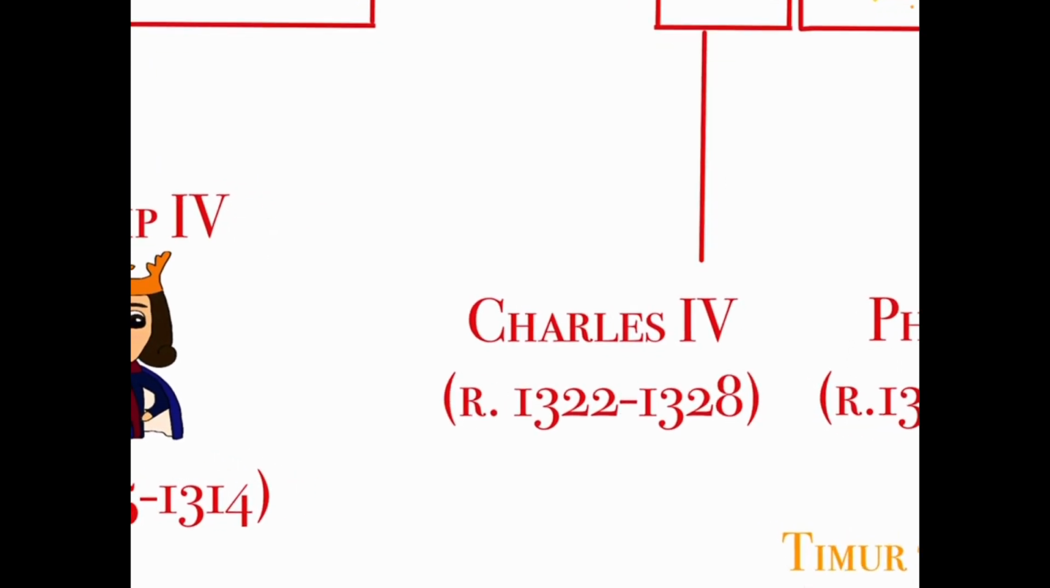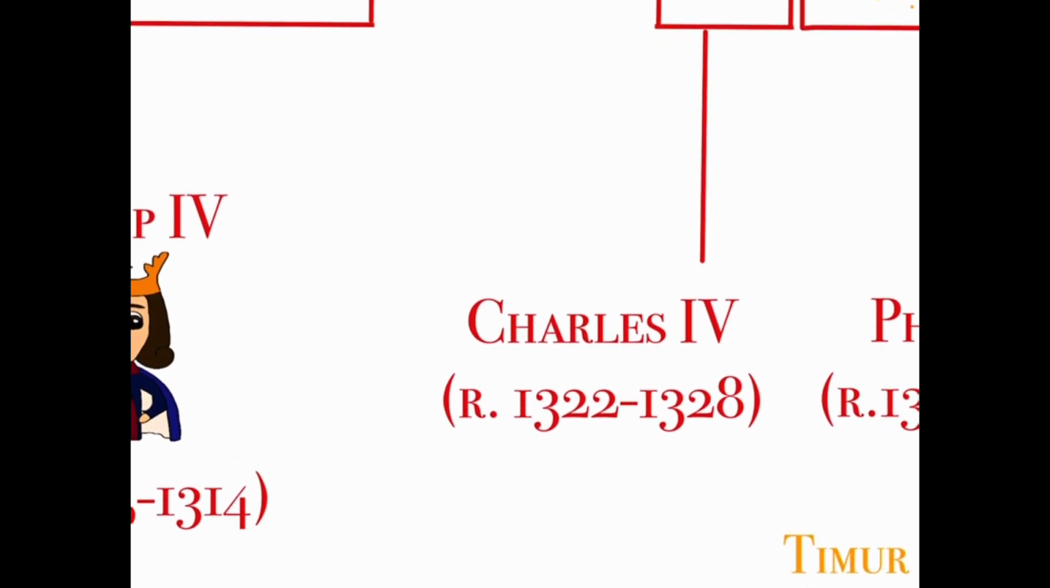The next king we're going to go over is Charles IV. Charles started ruling in 1322 and died in 1328. He was the youngest son of Philip IV. He died without a male heir. He was the end of his dynasty.